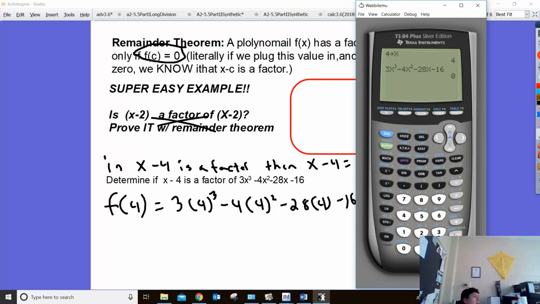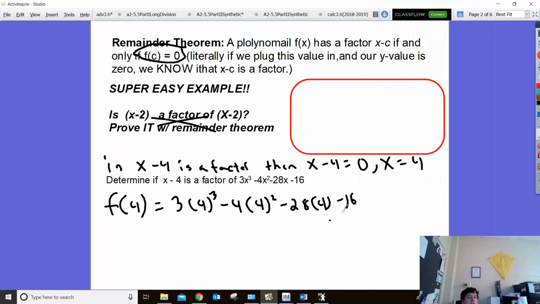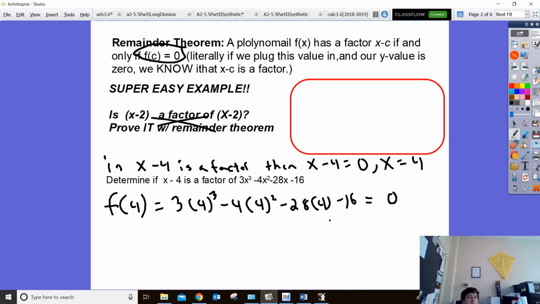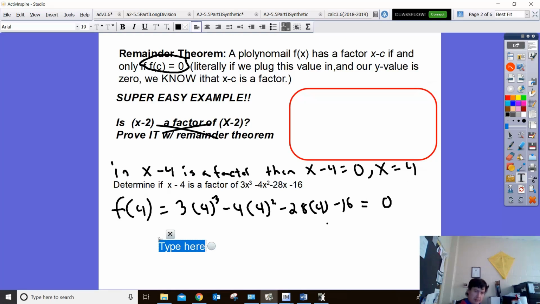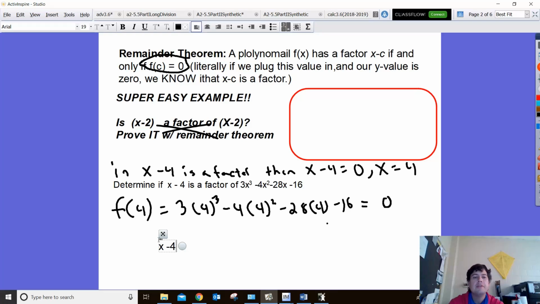It's 0. Who would have thought? So what does that mean? Yes. X minus 4 is a factor since f of 4 is equal to what? 0. You remember seeing anything like that on that little EOC practice y'all did?